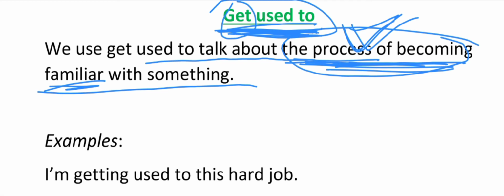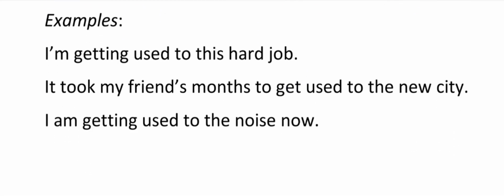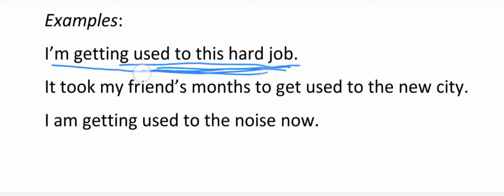For example, I am getting used to this hard job. You found a job and the first time you're really bored, but now you are trying, you are becoming familiar with that job. So you have to use get used to. In continuous, you have to use the ing form. So I am getting used to this hard job.